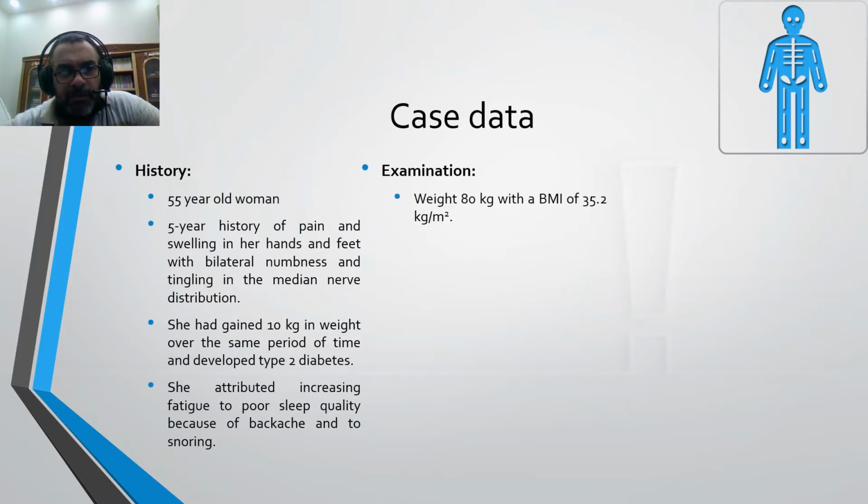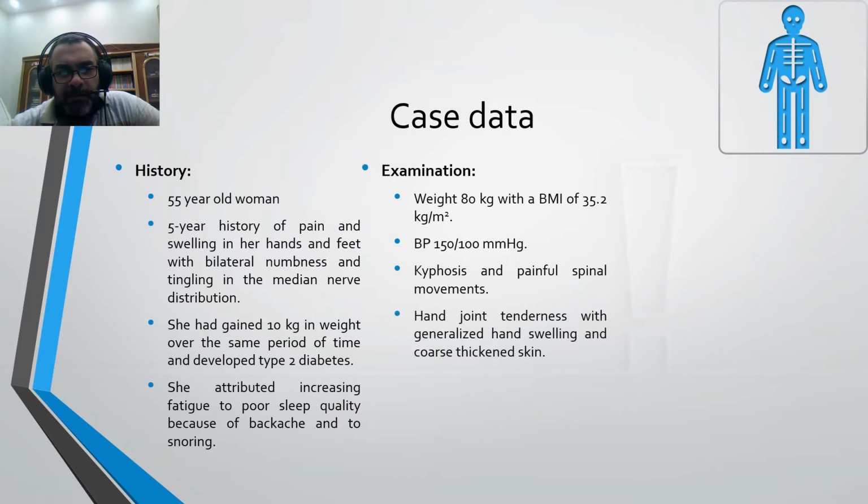Examinations show weight is 80 kg with a body mass index of 35.2 kg per meter square. Blood pressure is elevated, 150 over 100. Kyphosis and painful spinal movements. Hand joint tenderness with generalized hand swelling and coarse thickened skin. Wrist, knees, and ankles were hypermobile.